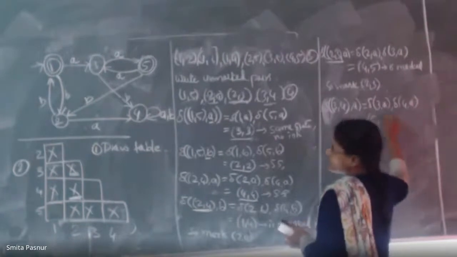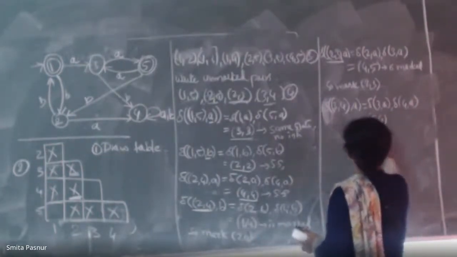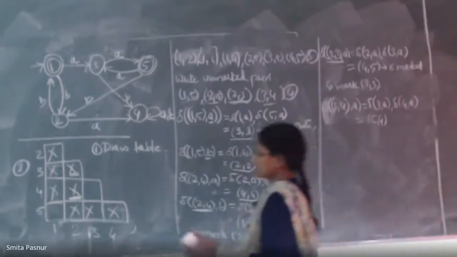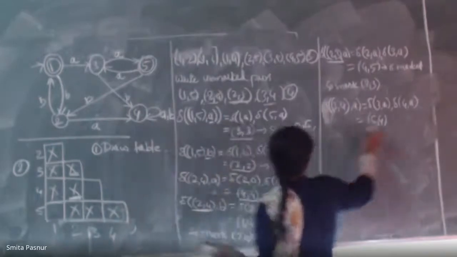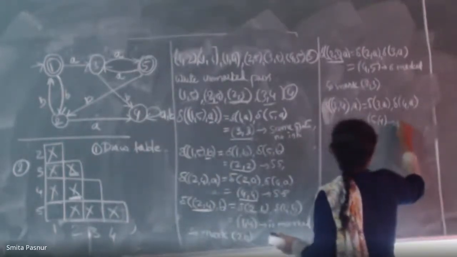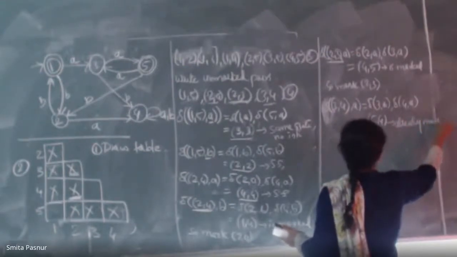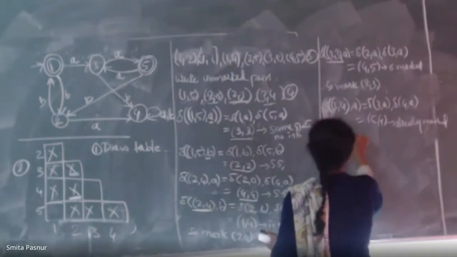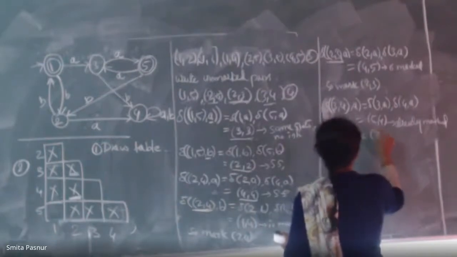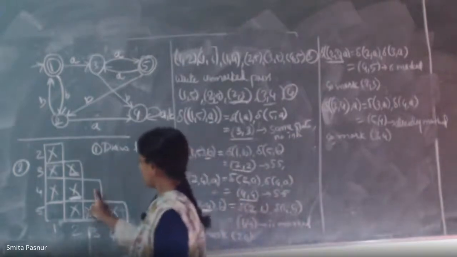What is 4 on A? It is 4. So see again 4 comma 5. So again 4 comma 5 is this one. It is already marked. So you write already marked. So mark 3 comma 4. Got it? So now you should mark 3 comma 4.